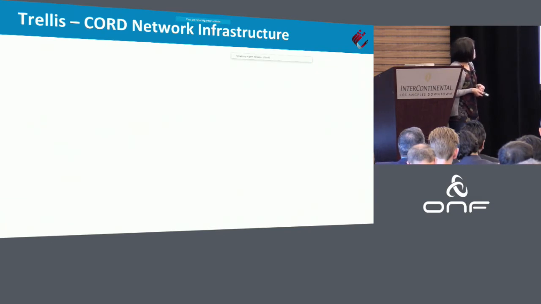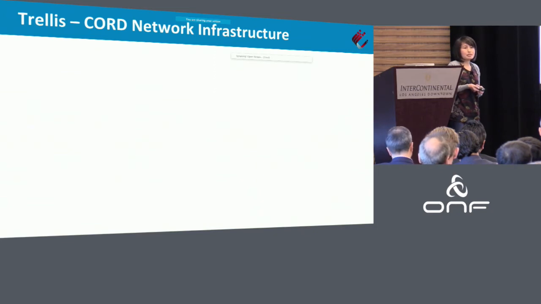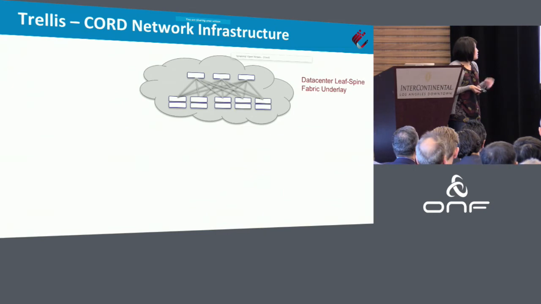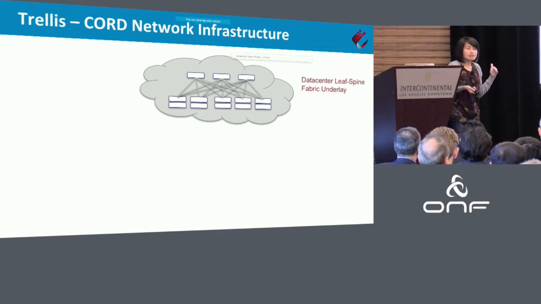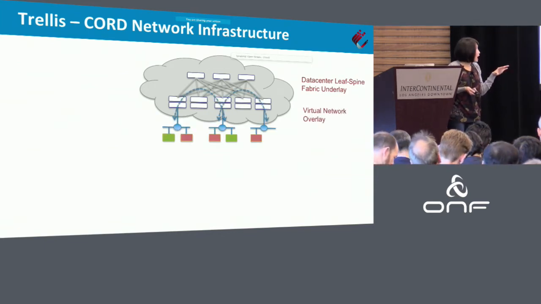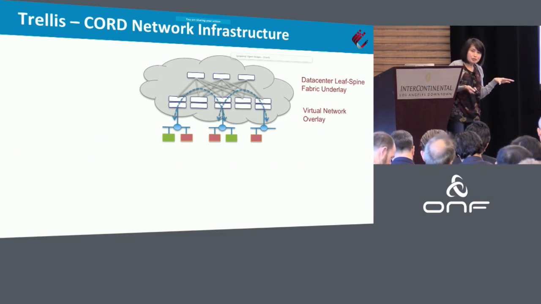So CORD. Trellis supports our networking infrastructure. If you look at a CORD pod, Trellis is the fabric for that. As part of Trellis, we have the underlay. The functionality I've been talking about in terms of segment routing, all of that is provided by the underlay. What we have then is a set of compute nodes in the CORD pod.